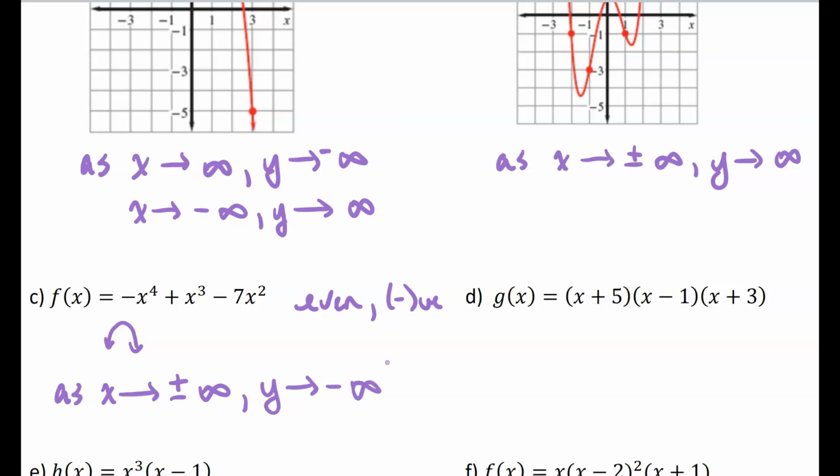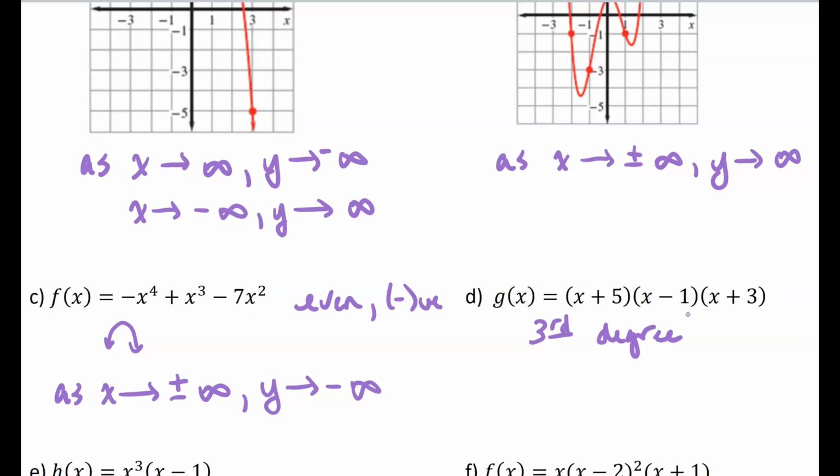Okay, what is the degree on D? It is to the third. It's a third degree. Does everybody understand where third degree came from in D? Yes. Okay, so we've established it's third degree, which means it is odd.